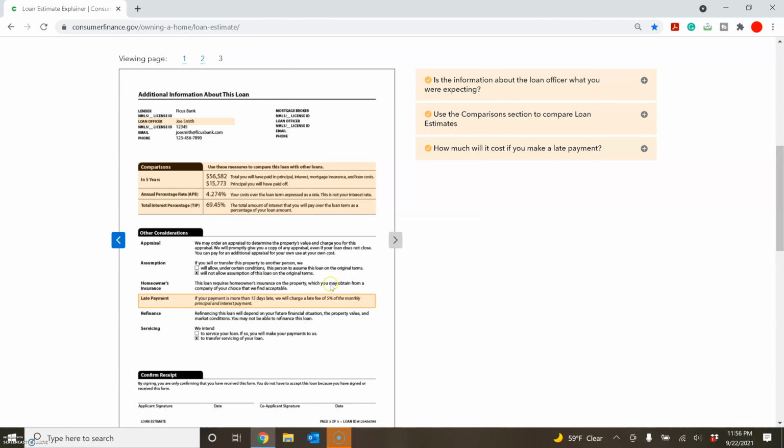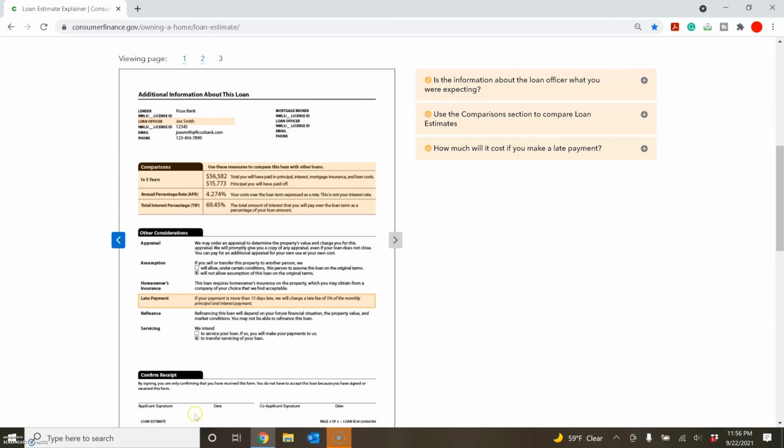Homeowners insurance: this is just saying that homeowners insurance is going to be required. This is going to be if there's any late payment. Refinancing: you have the right to refinance if it benefits you. If you are not allowed to refinance, it's going to state it here. And then this is going to say if the lender services the loan or if they transfer servicing to someone else.